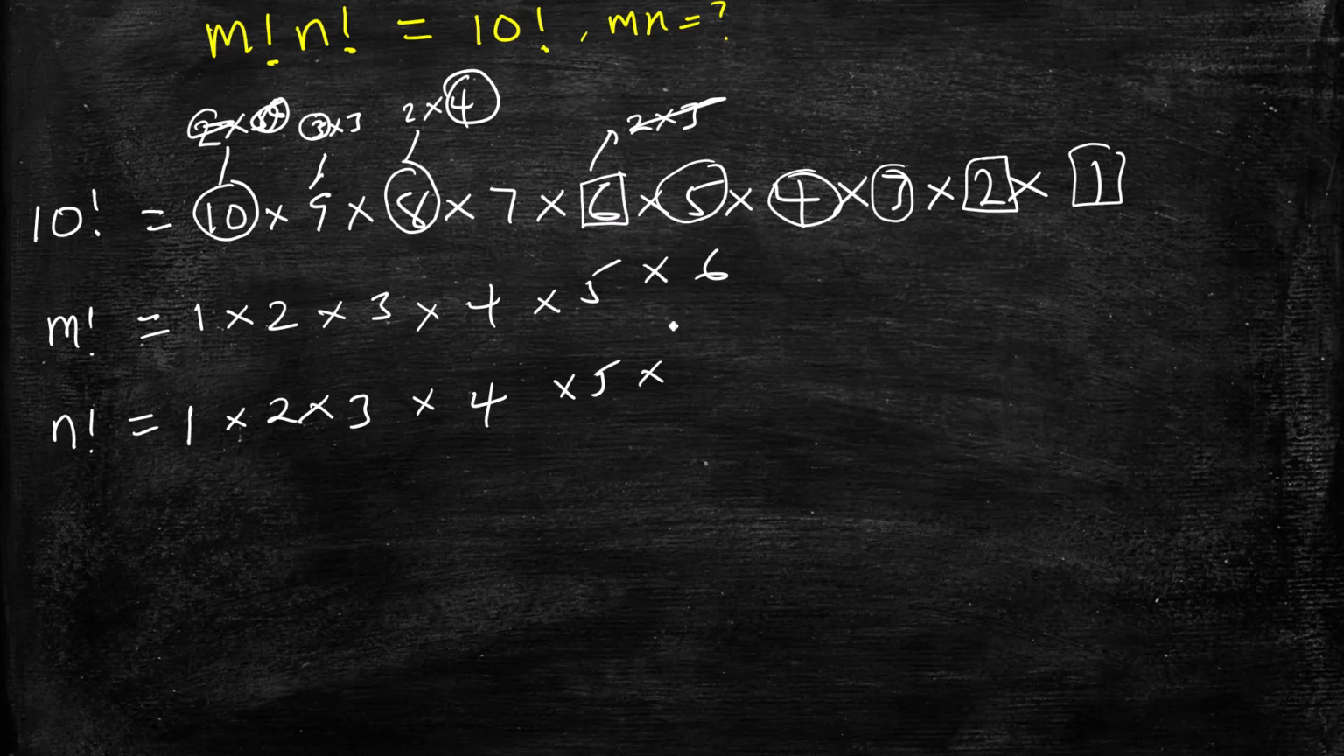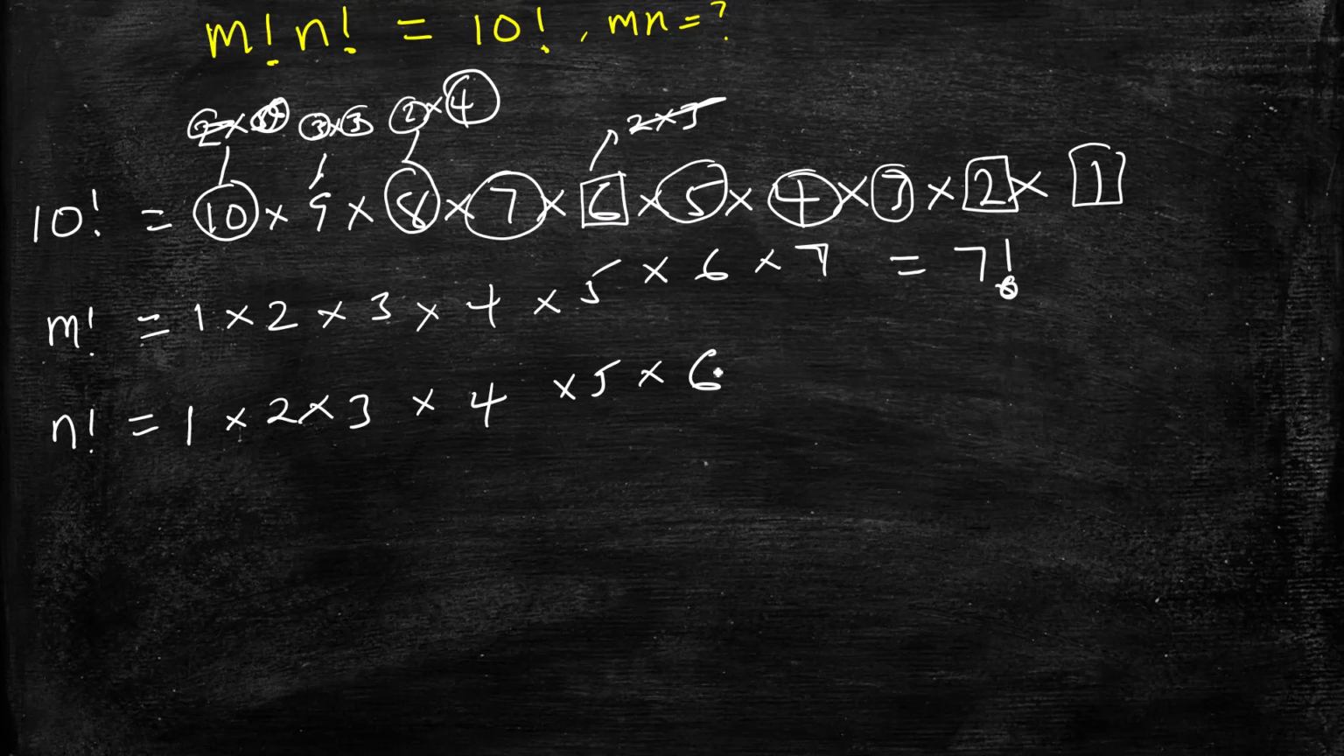Then 3 times this 2 is also 6. We are left with what? 7. So the 7 can be given to any of these. You can choose to write it here or there. So with this, 7 times 6 times 5 times 4 times 3 times 2 is 7 factorial.